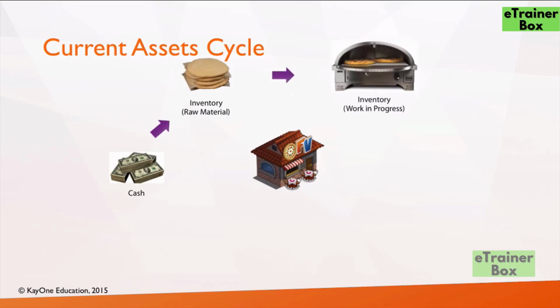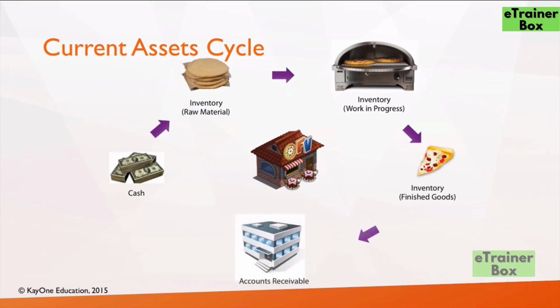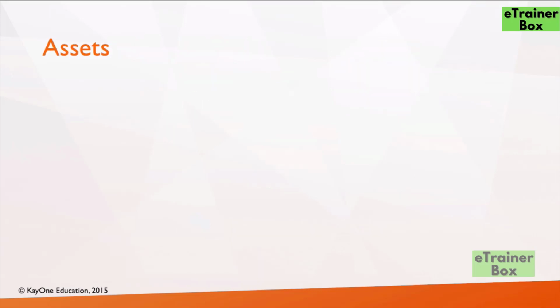It converts them into pizzas. Till the time it is converted, it is in work in progress. And when it is converted fully, it becomes finished goods. And these finished goods are sold to a customer, when it becomes accounts receivable. And when the customer pays, it becomes cash again. This cycle is called the current asset cycle or the cash to cash cycle.